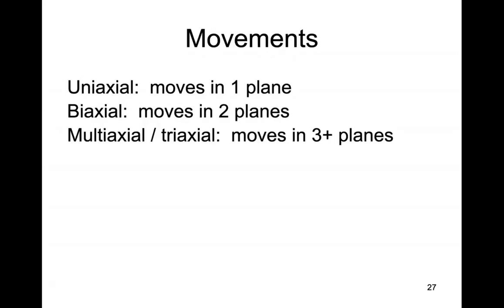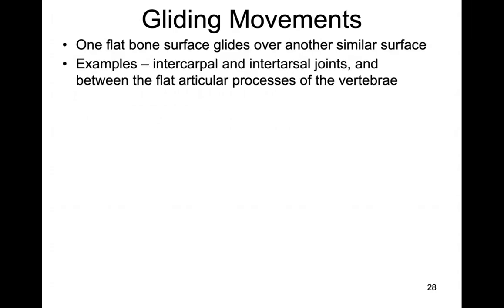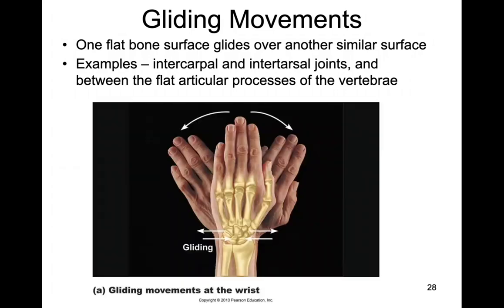So movements, uniaxial is in one plane, biaxial in two, multi or triaxial is going to move in 3 or more planes. So gliding movements, here you have a flat bone surface glide over another similar surface. This would be the intercarpal or intertarsal joints. It's also the flat articular process of the vertebrae. So wrist moving side to side is an example of gliding.